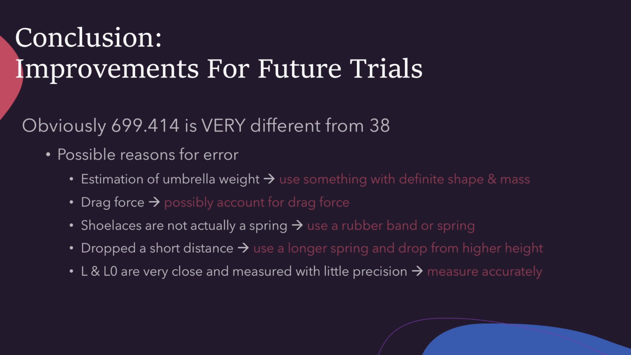In order to do this experiment in the future to yield more accurate results, there are a couple things that should be done differently. First, I would use an object that I know the exact mass of with a definite shape that would minimize drag force, or I would account for the drag force. Importantly, I would also not use a shoelace again, but instead maybe a rubber band or something that functions more similarly to a spring. I would also drop the object from a higher distance and measure the resting and stretched lengths more carefully, hopefully seeing a much bigger S than 2 inches or 0.0688 meters.